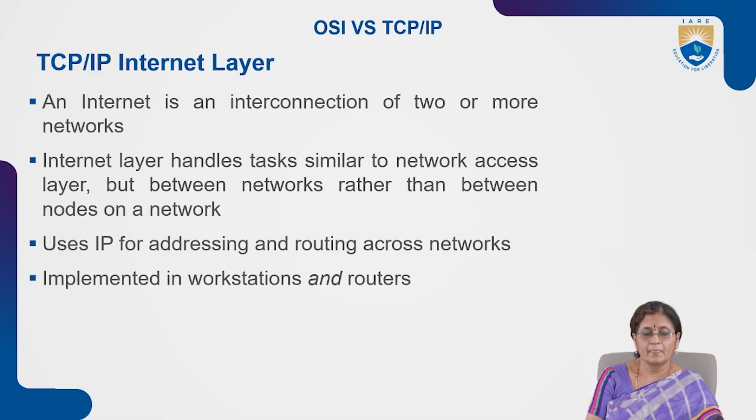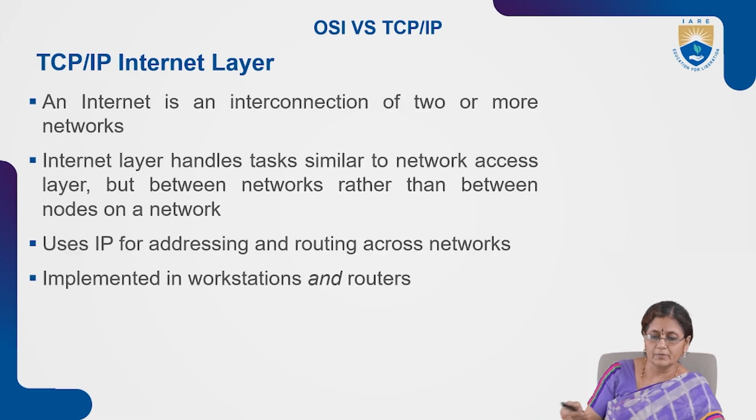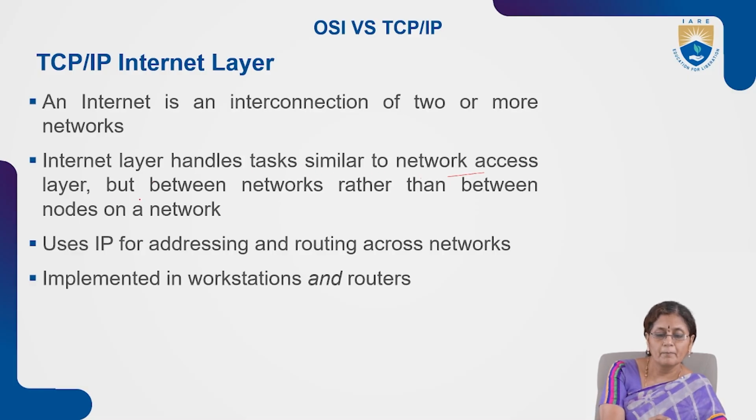Internet layer. The internet layer is an interconnection of two or more networks. The purpose of the internet layer is to handle tasks similar to the network access layer, but between networks rather than between the nodes on a network. It is not from the sender to the receiver. It is between the networks.